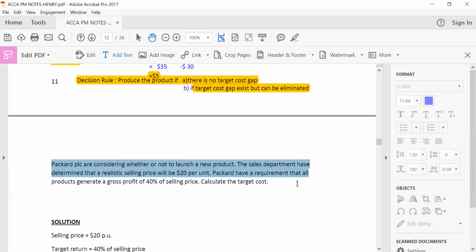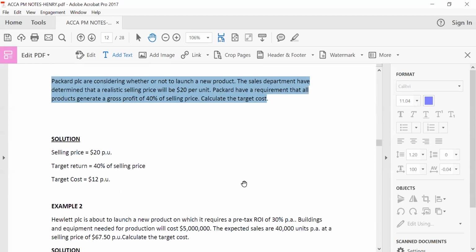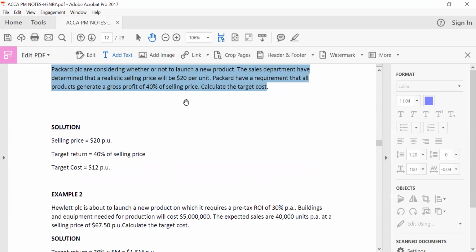Packard have a requirement that all products generate a gross profit of 40% of selling price. Calculate the target cost. We have already indicated that in calculating target cost, we need what? The selling price. We take an element of profit out of it. Right. So over here, what is the selling price? The selling price is $20 per unit.